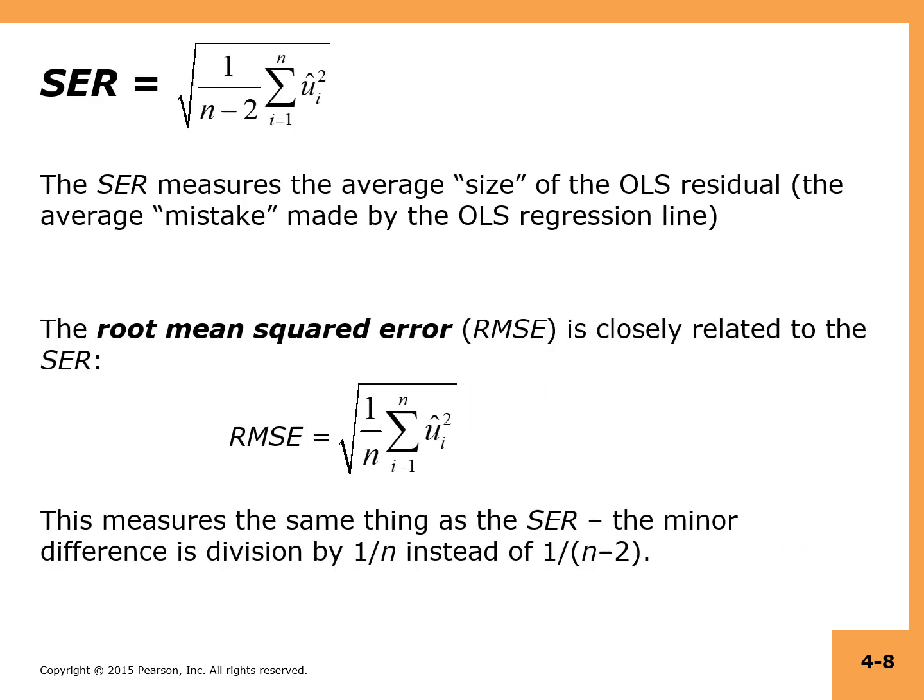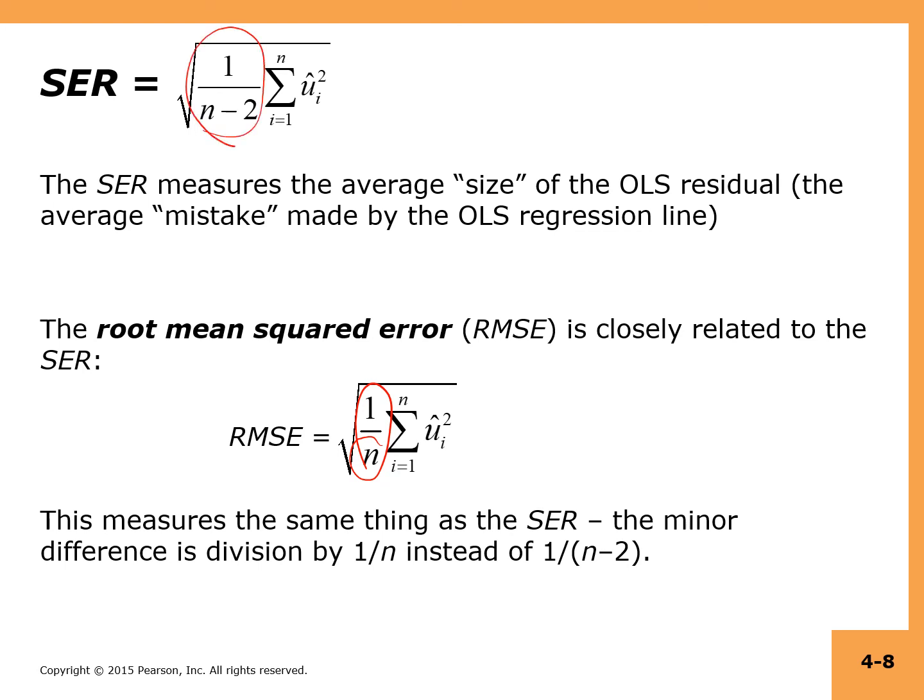So intuitively speaking, SER measures the average size of the OLS residual, or the average mistake made by the OLS regression line. So it's basically measuring how poorly the regression line is explaining the data points. Root mean squared error, or RMSE, is closely related to the SER. If you look at the formula, it looks pretty similar, except the only difference is that now you're dividing everything by 1 over n instead of 1 over n-2.